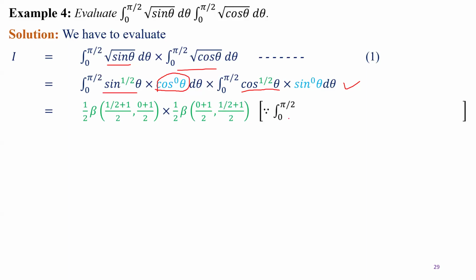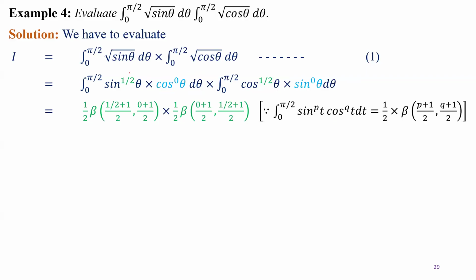Since we know that the integration under the limit 0 to pi by 2 of sine to the power p theta cos to the power q theta d theta is equal to 1 upon 2 beta of p plus 1 by 2 and q plus 1 by 2. So in the first expression, here p is equal to 1 by 2 and q is equal to 0. So 1 by 2 plus 1 by 2 plus 1, the whole divided by 2, and 0 plus 1 by 2. In the second expression, p is equal to 0 and q is equal to 1 by 2. So 0 plus 1 by 2 and 1 by 2 plus 1 by 2.